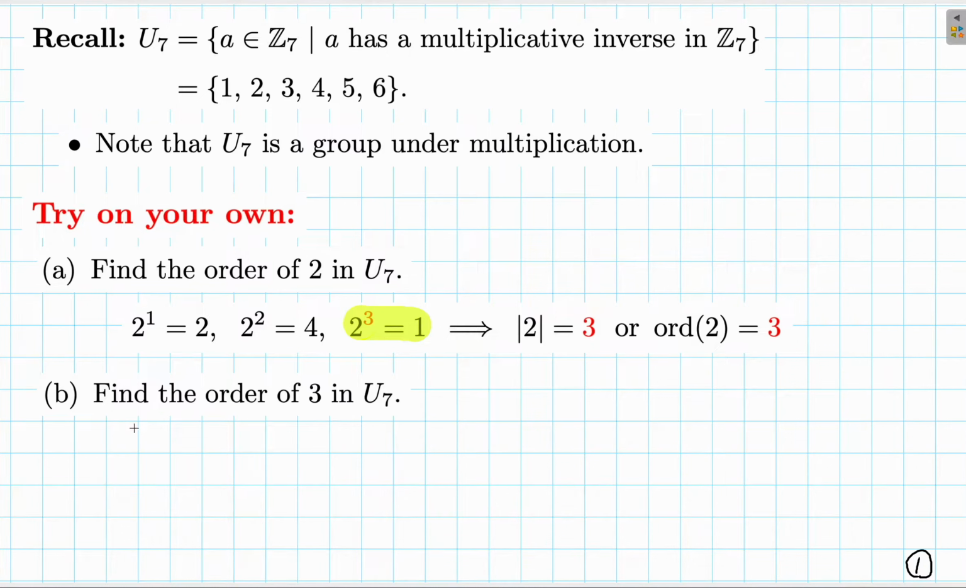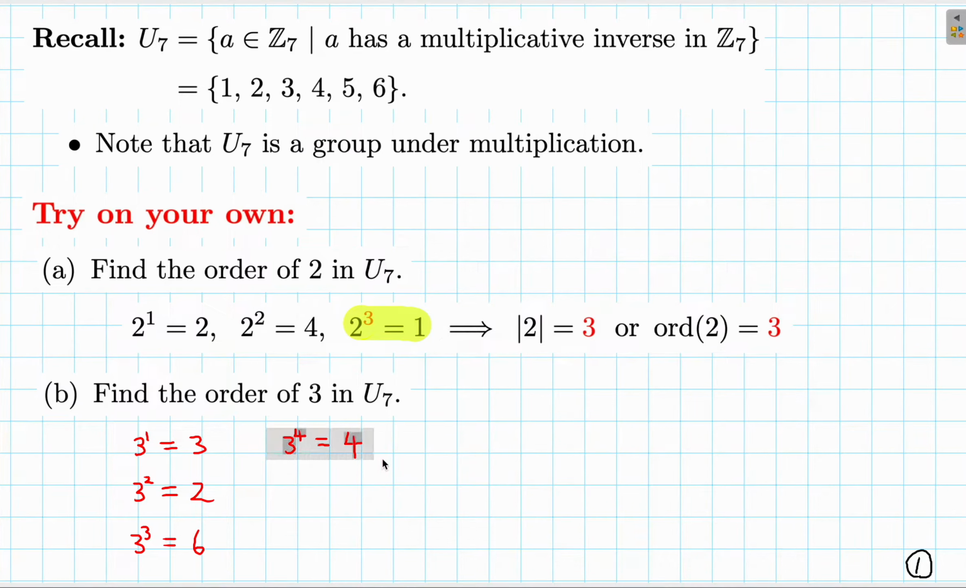So now let's go to part B. We'll find the order of 3. And so we have to multiply 3 by itself many times. Well, we'll start with 3 to the first. That's 3, so that's not the identity, so we have to keep going. 3 squared is 9, mod 7 is 2, that's still not the identity. 3 to the third is 27, mod 7 is 6, that's still not the identity, we've got to keep going. 3 to the fourth is 81, mod 7 is 4, that's not the identity.